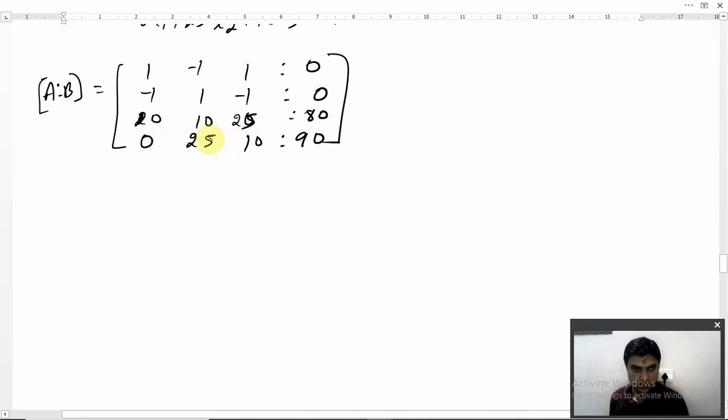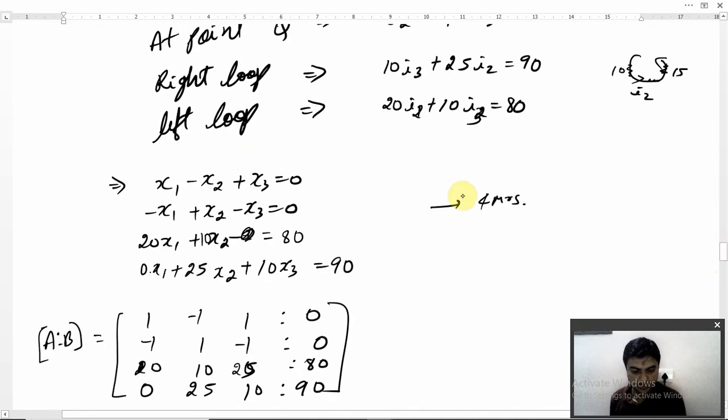Okay, same you can take. Just a minute, wait, I will just see the equation. x1 minus x2 plus x3 minus x1. This is correct. I have just interchanged this.